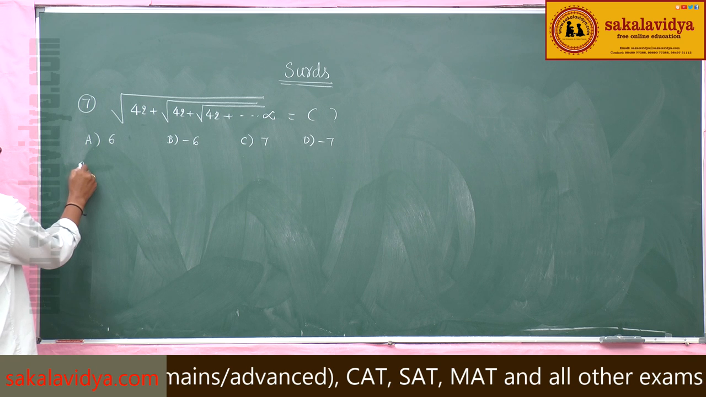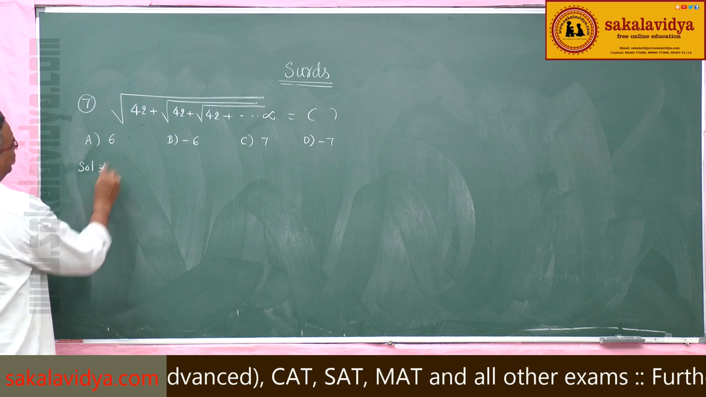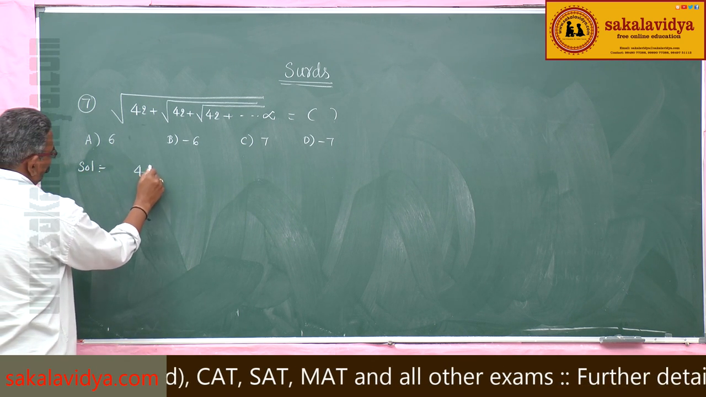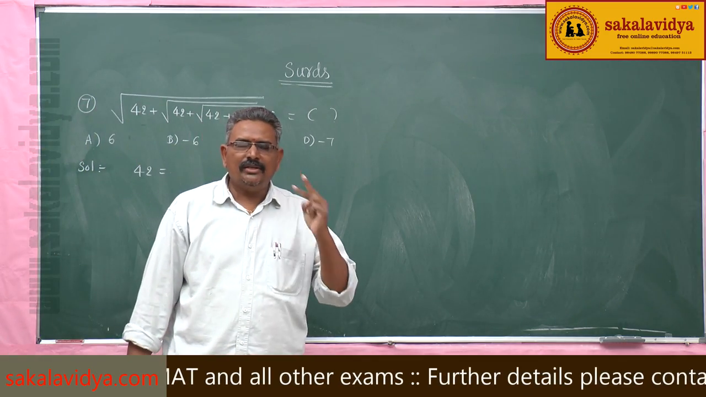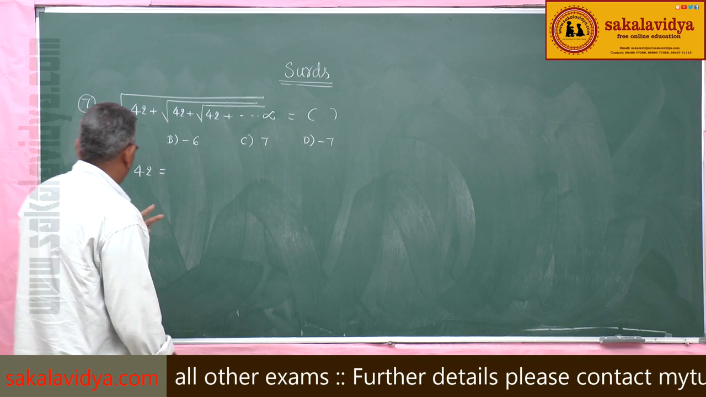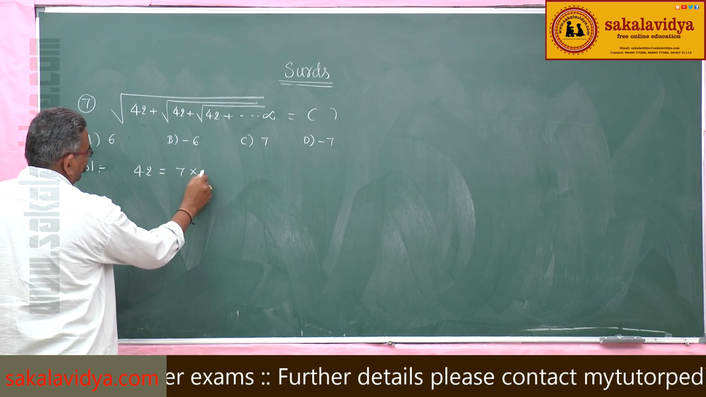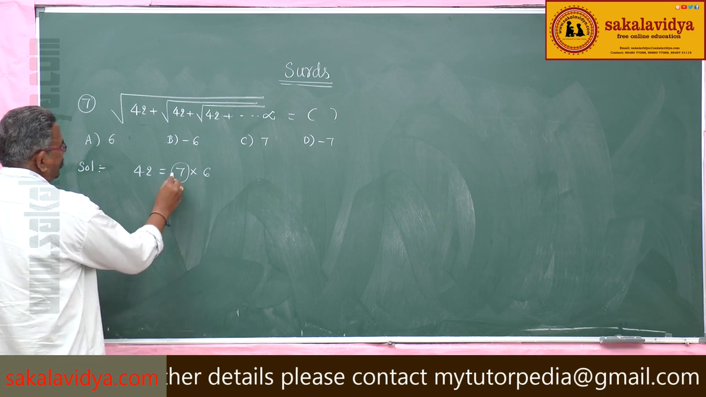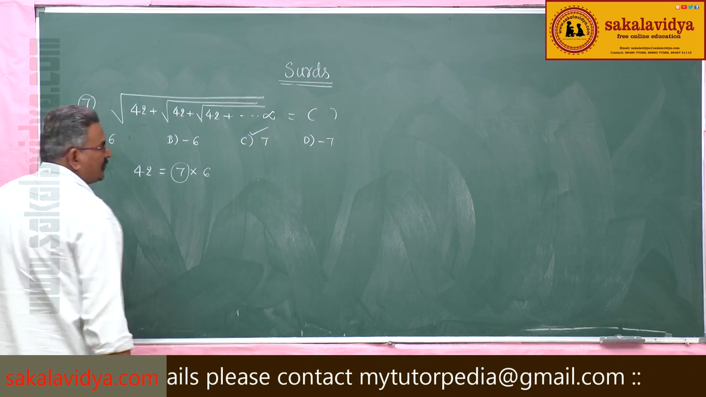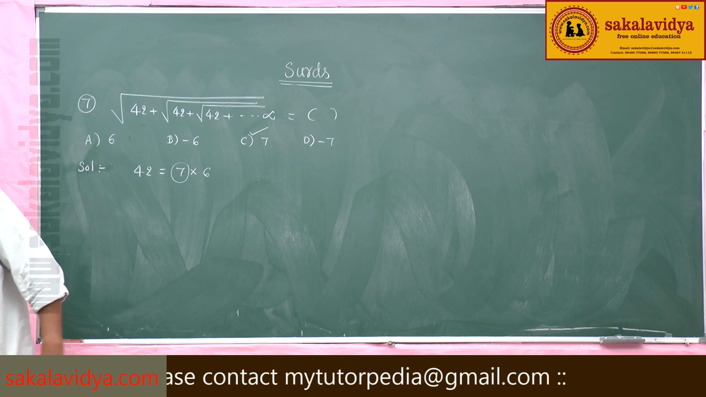Here let us follow directly the shorter method. So 42 we have to write as the product of two consecutive natural numbers. So that means 7 into 6. Here the greater one is 7. So answer is 7. C is the option.